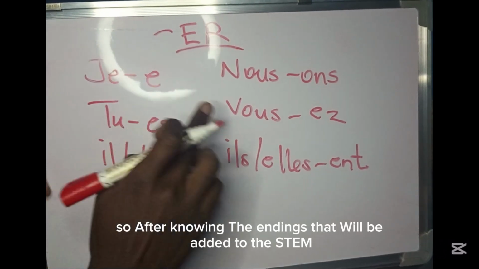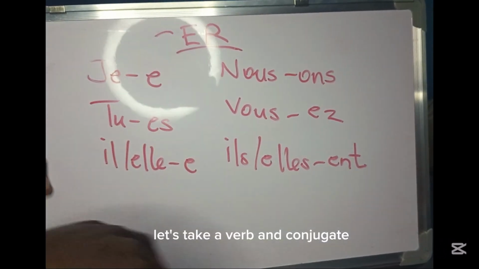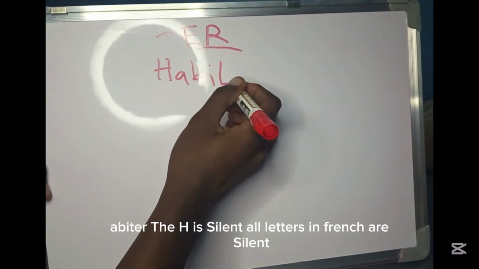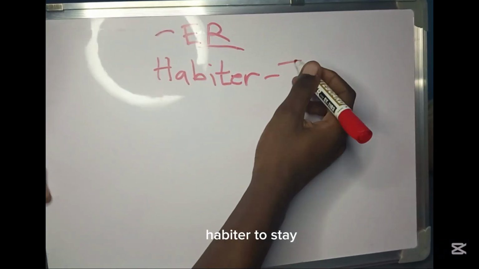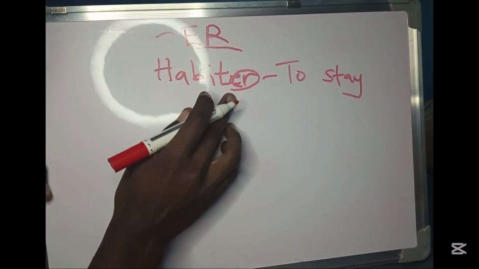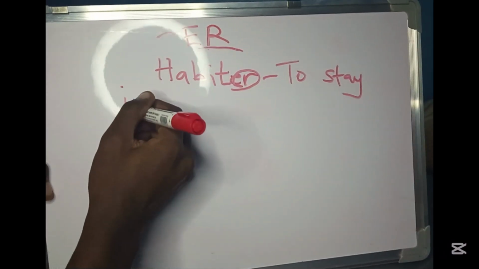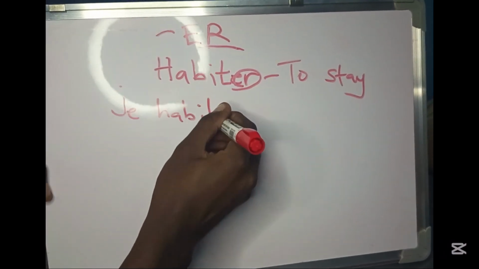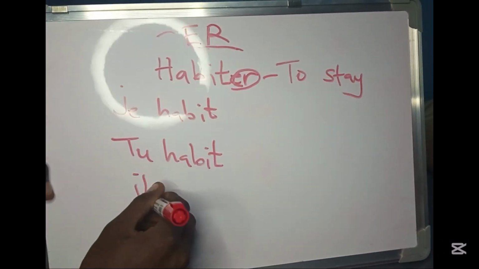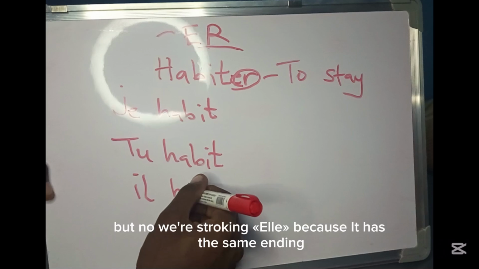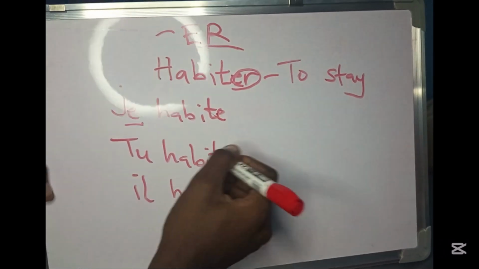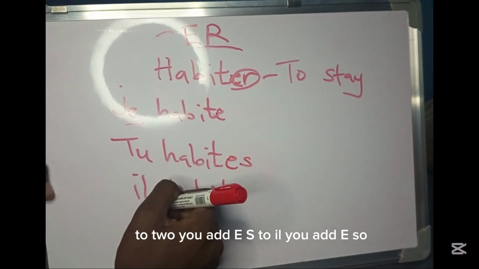So after knowing the endings that will be added to the stem, let's take a verb and conjugate. Okay, we have the verb habiter. The H is silent. All H's in French are silent. Habiter, to live. You want to conjugate this. So you remove the ER and you remain with the stem, habit. To je, you add E. To tu, you add ES. To il, elle, you add E.